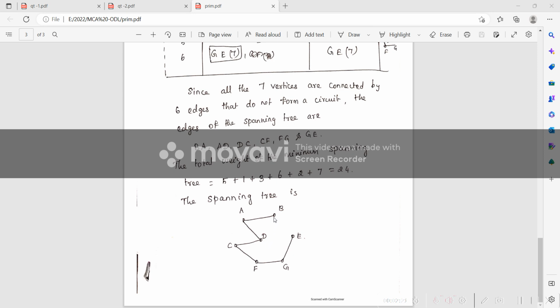Okay, because from A we can reach B, from A we can reach D using this path A to D. From A we can reach C, that is A to D and C to B. From C we can reach F. From A also we can reach F, A to D, D to C and C to F. So between any two vertices we have one path. So this is a connected graph and it has no cycle. So this is an example of a tree.